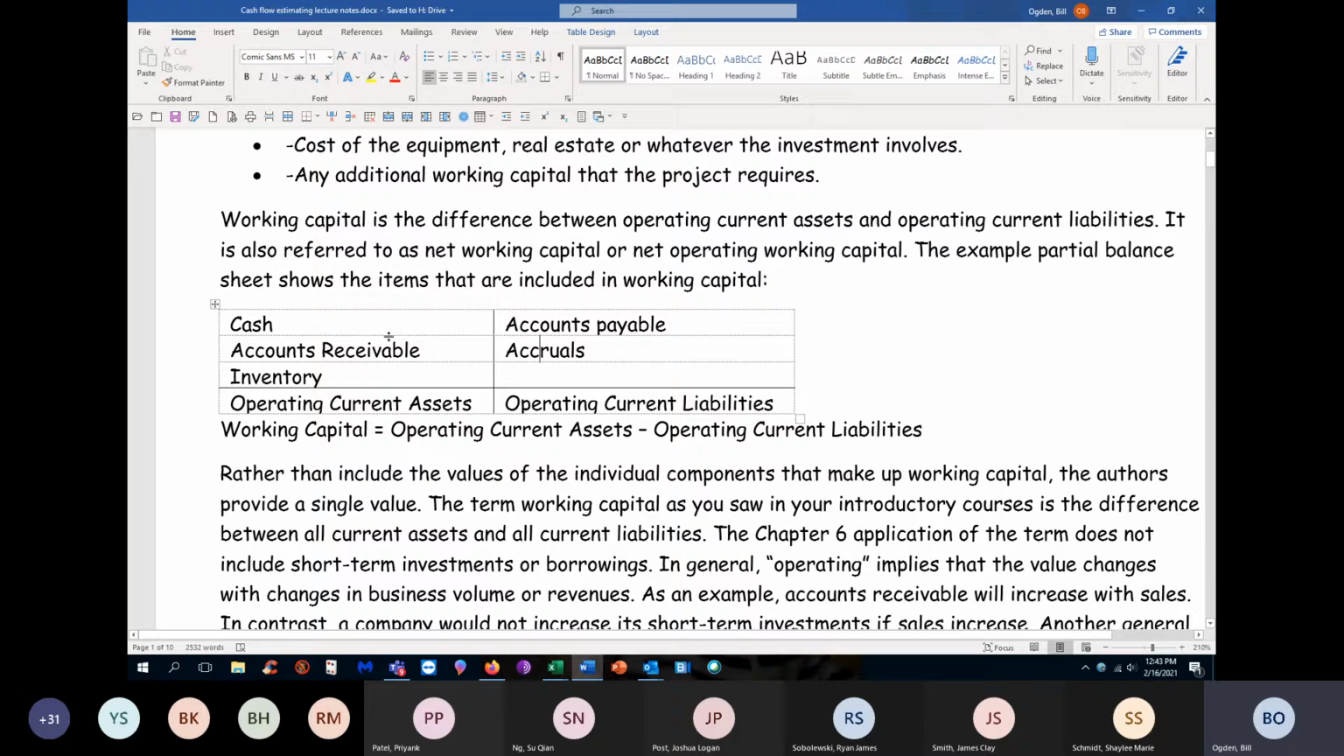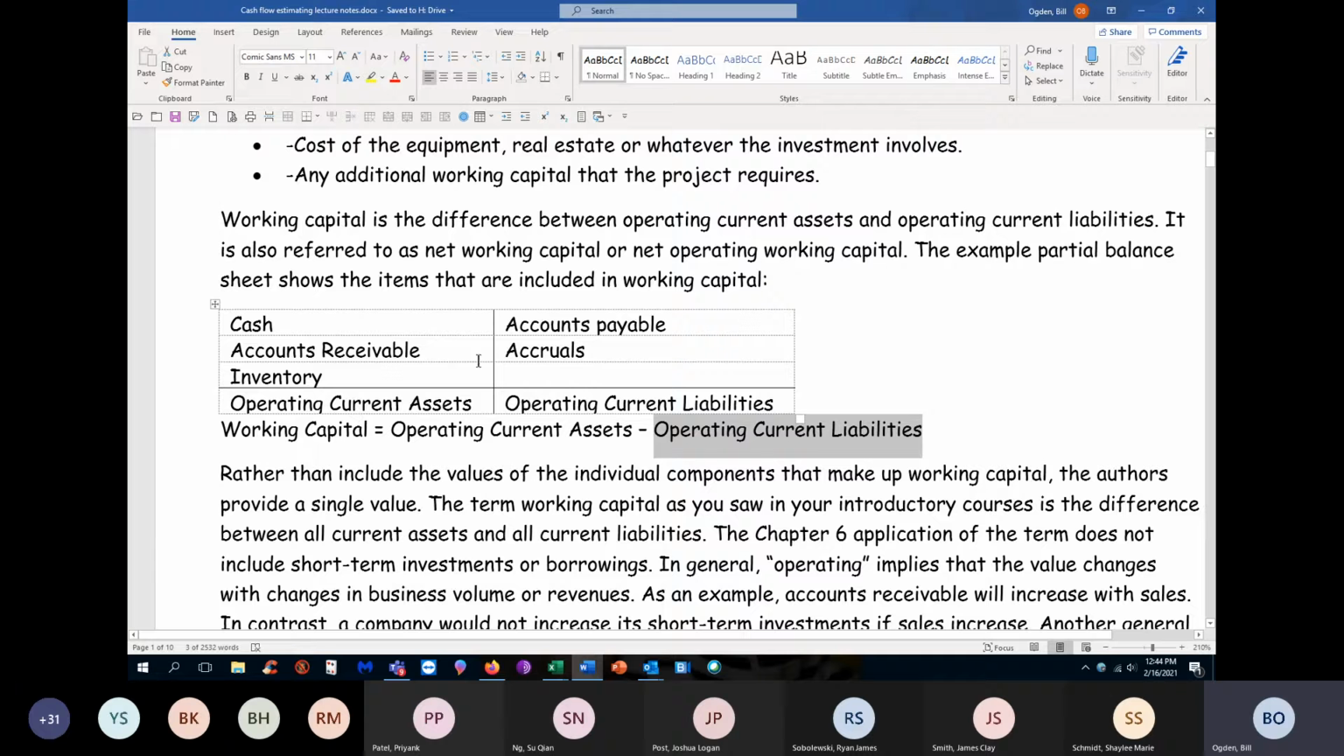Now, none of the problems in your Chapter 6 assignment will give you any details of working capital whatsoever, except they'll just say working capital equals, or the project will require working capital of. So when they say working capital, this is what they really mean. Working capital is the difference between the operating current assets and the operating current liabilities. But you'll just get one word or one phrase there. You'll get operating capital, or in some cases, it'll say operating working capital.